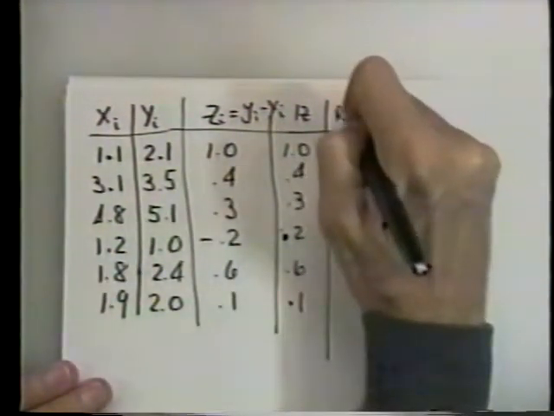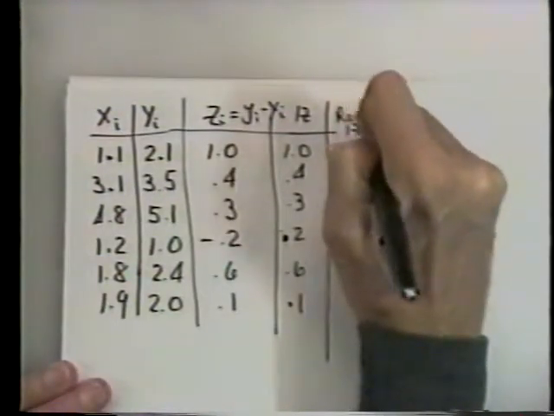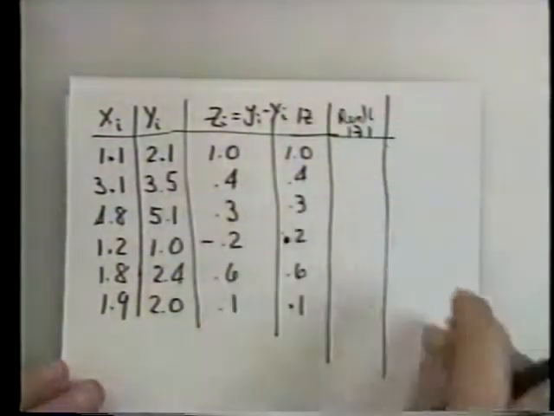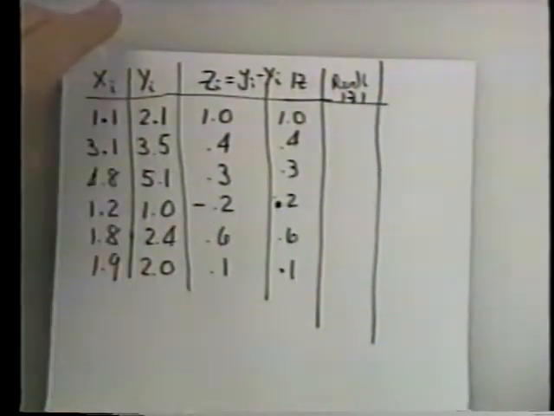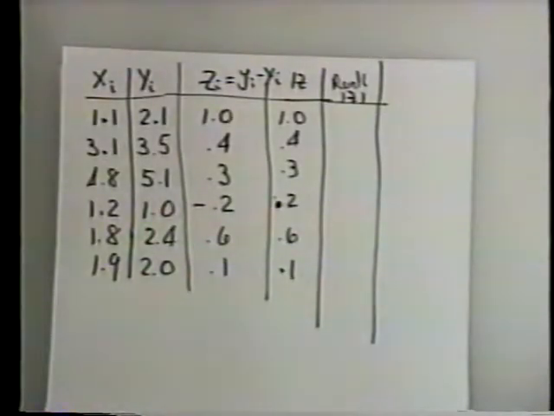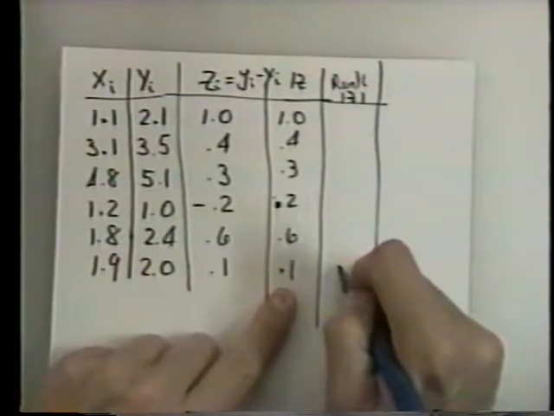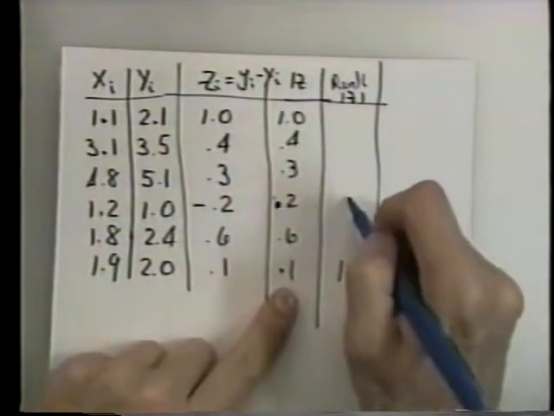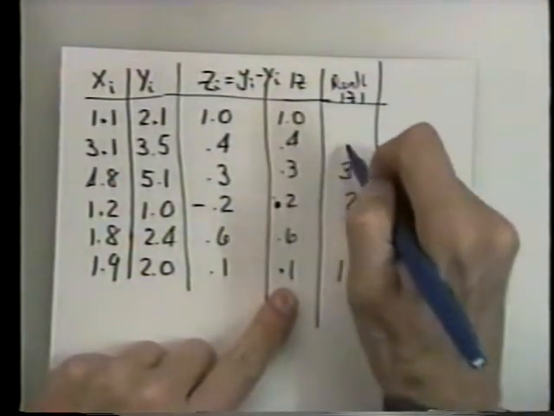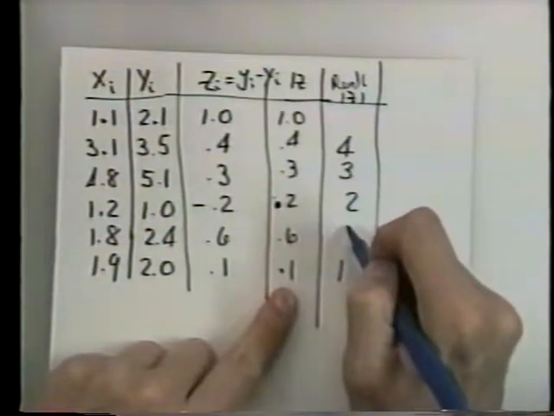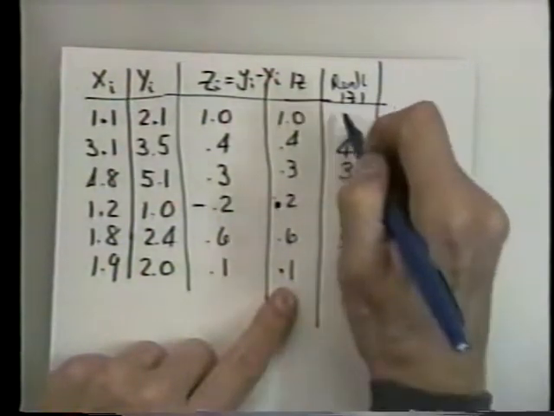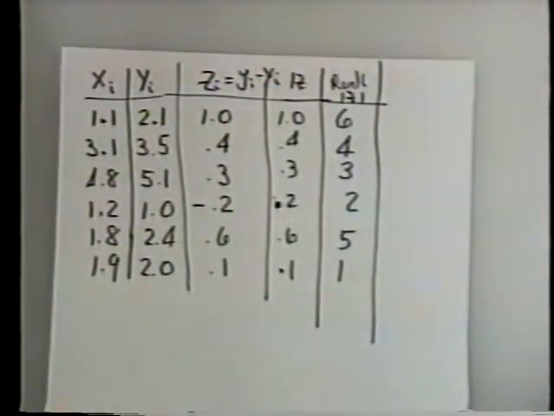Now I'll do the rank of the absolute values of z. So let's call the smallest one 1 and the largest one 6. So the rank here is, this is the smallest one, 1. Next smallest one is here, 2, 3, 4, 5, 6. So you understand what the rank here means.